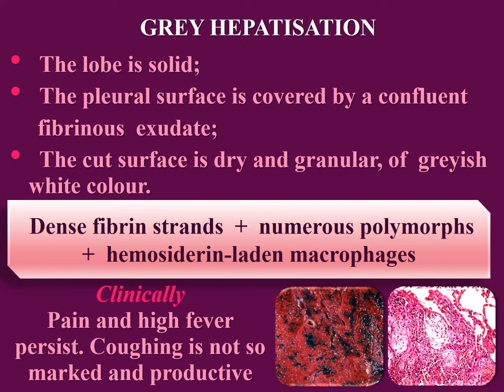monocytes, which are converted into macrophages. Erythrocytes undergo hemolysis, leading to hemosiderin formation, which is ingested by macrophages. Such exudate gives a gray color to the affected lobe. The congestion of capillaries is now much reduced. Clinically, coughing is not so marked and less productive. Pain and high fever persist.